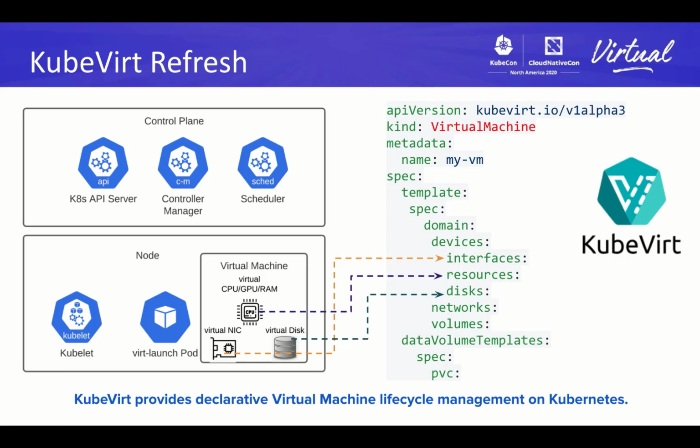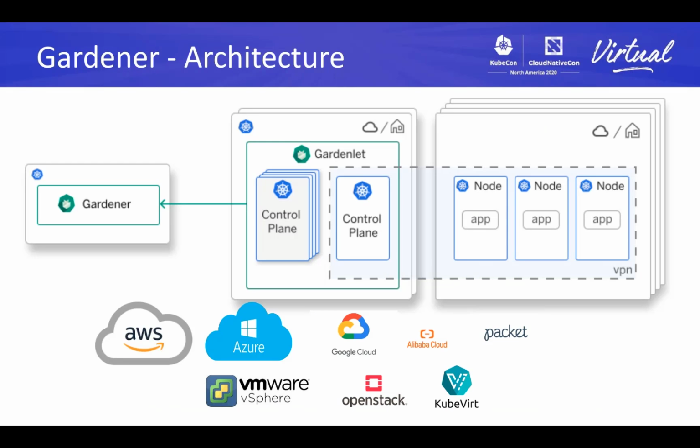Gardener is an open source project that delivers fully managed Kubernetes clusters at scale. In simple words, imagine that you can create new Kubernetes instances as pods. We can call it Kubernetes as a service. Let's take a closer look at the architecture.